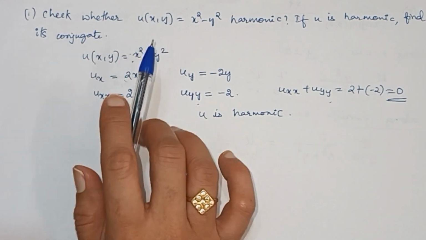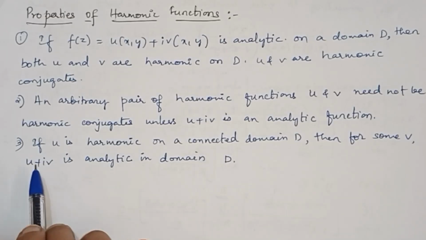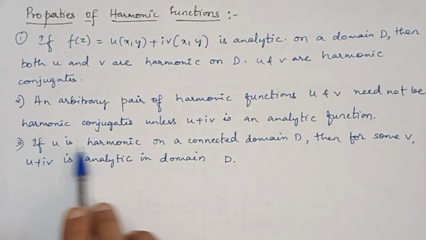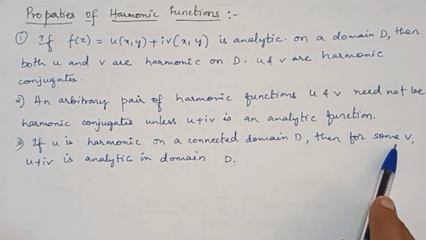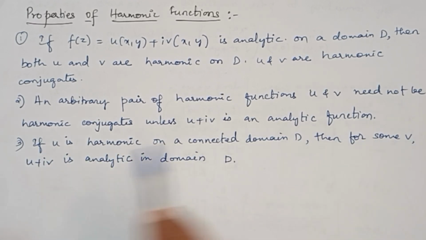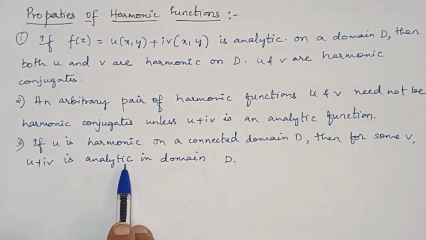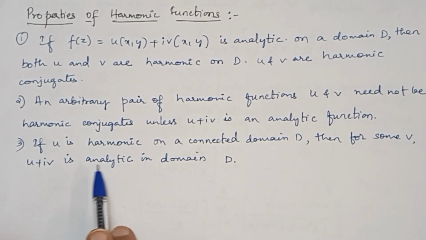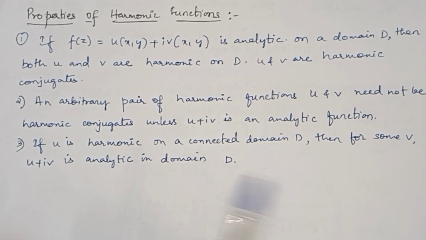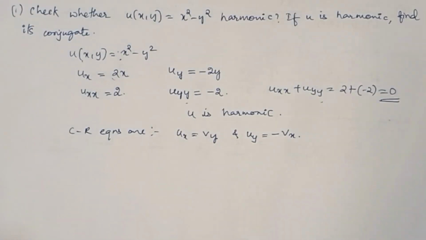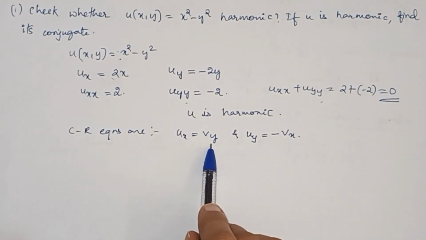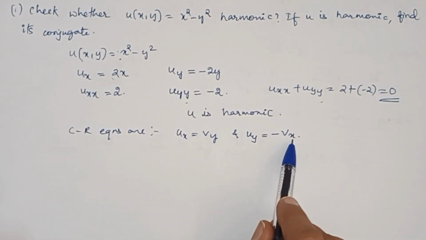Now, if it is harmonic, then you have to find its conjugate. That is, you have to find out v. Now, using the third property, if u is harmonic, then there exists another function v such that u plus iv is an analytic function. Analytic function means it satisfies the Cauchy-Riemann equations. So, the Cauchy-Riemann equations are given by ux equal to vy and uy equal to minus vx.